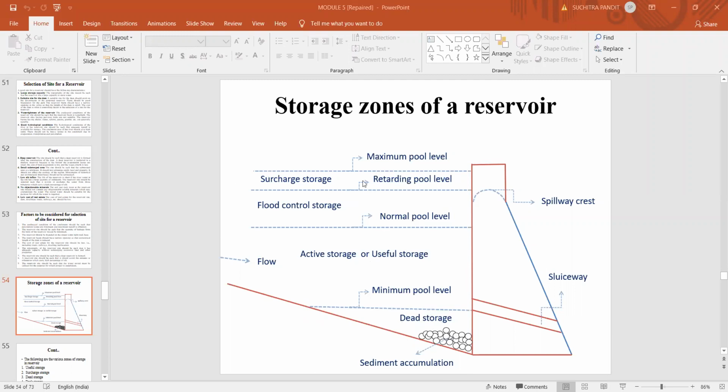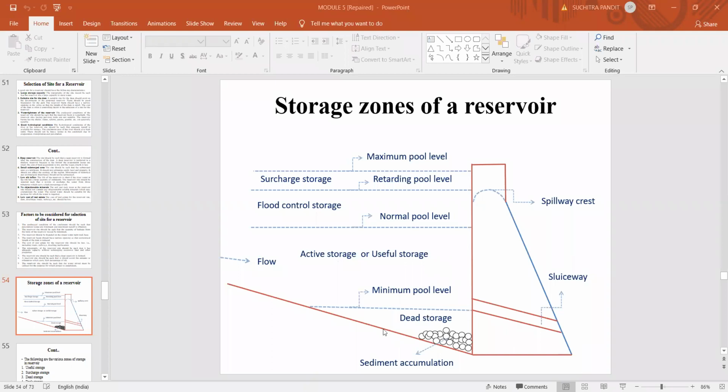The upper one is the maximum pool level. Next is the retarding pool level. This portion is the surcharge storage, which has to be disposed of. And then the flood control storage is the area between the normal pool level and the retarding pool level, which is left in the reservoir for flood control purposes. The water between the normal pool level and the minimum pool level is called live storage, which can be used for various purposes through a network of canal systems.